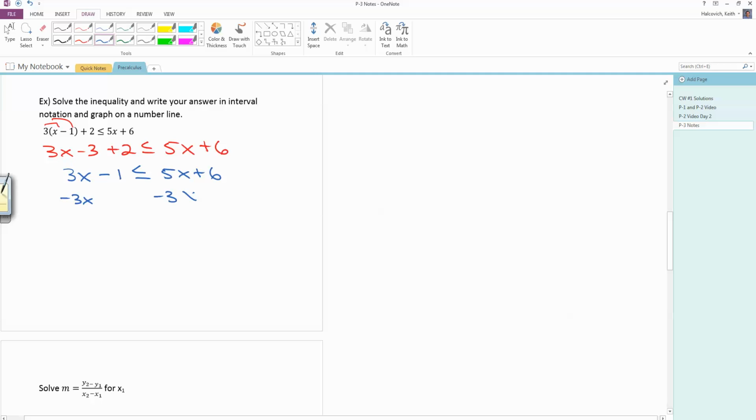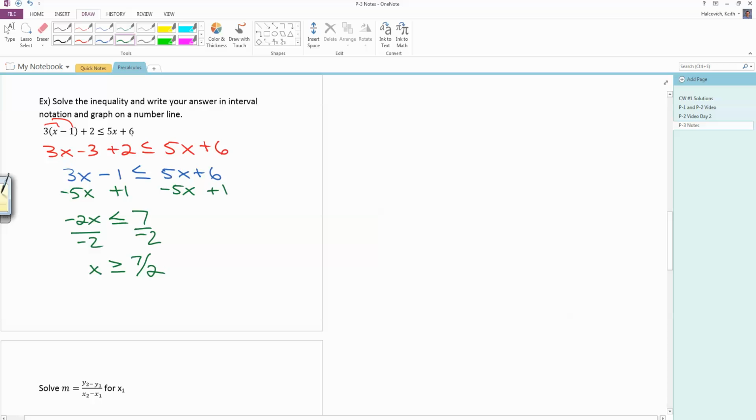Subtract 3x. Actually, sorry. So bringing the variables to the left-hand side, notice 3x minus 5x is negative 2x. And then the constants to the right-hand side gives us less than or equal to 7. Then you divide, and notice you divide by a negative, so that means you're going to flip the inequality. So x is greater than or equal to 7 halves.